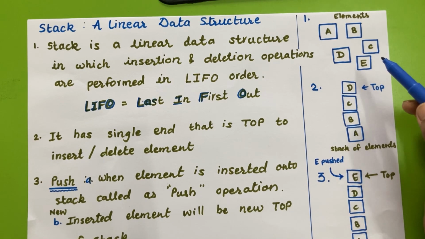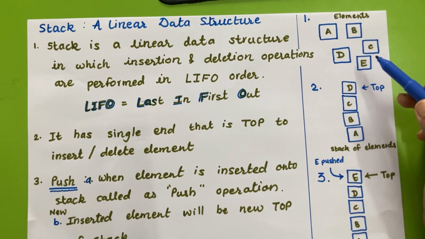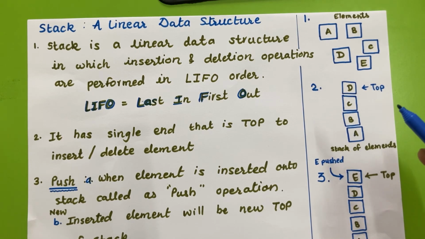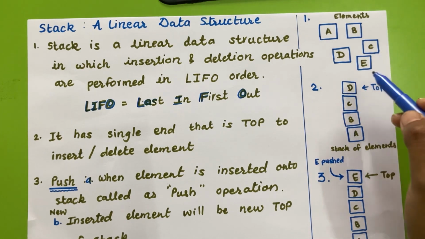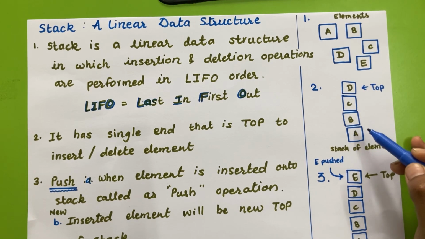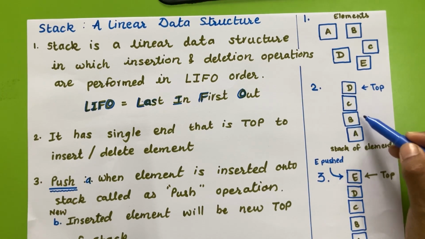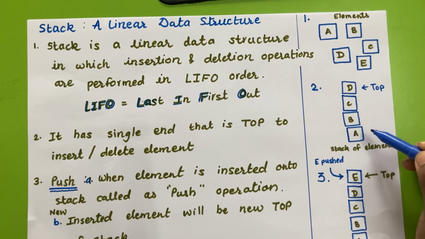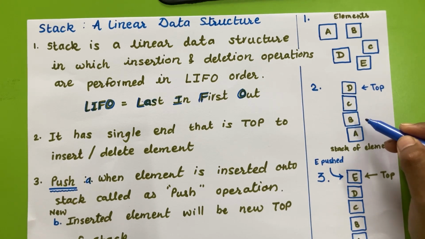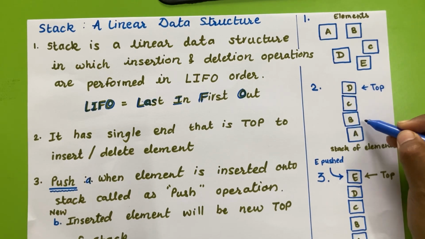Suppose when we want to arrange these dishes or coins, then we will arrange these elements one above the other. So this can be called a stack of dishes, or if we consider these elements as coins, then we can put the coins one above the other. The resultant structure or organization of those elements is called a stack.